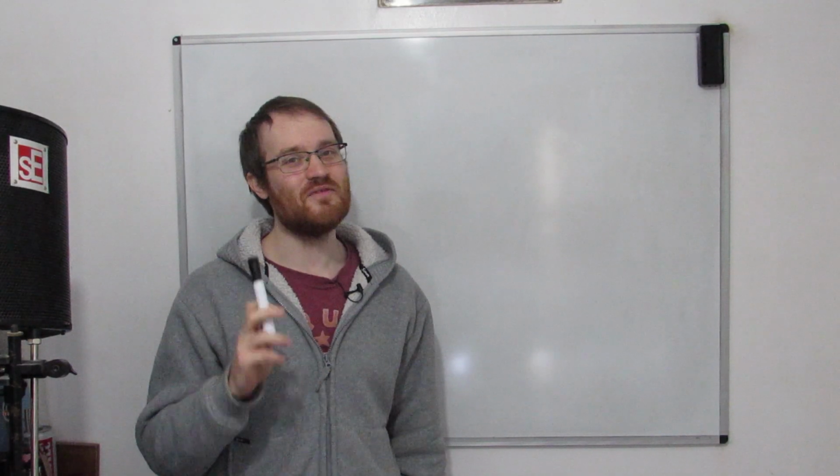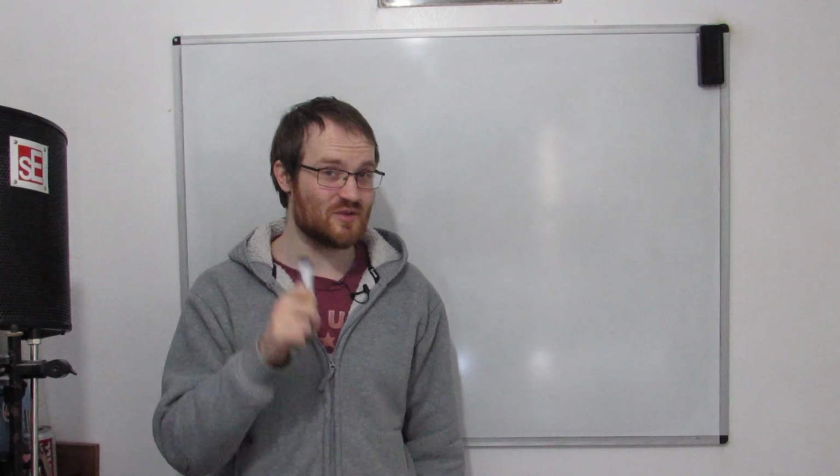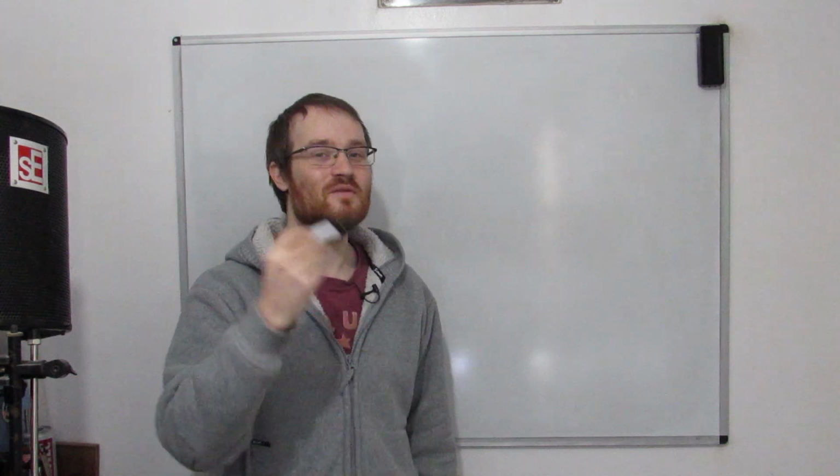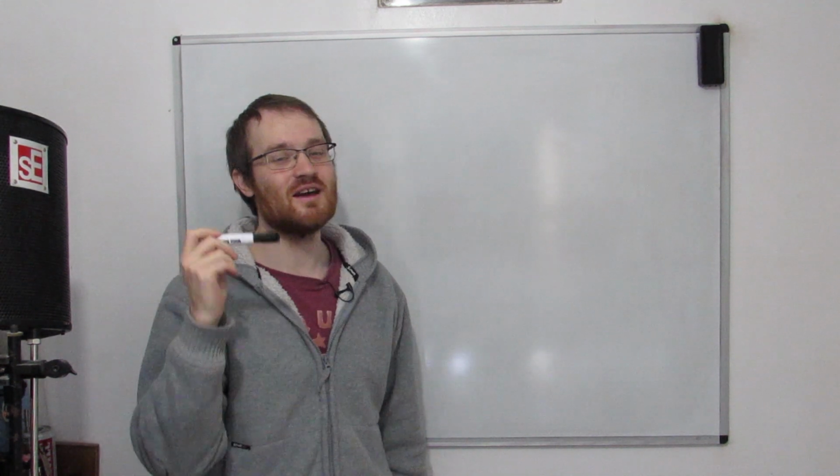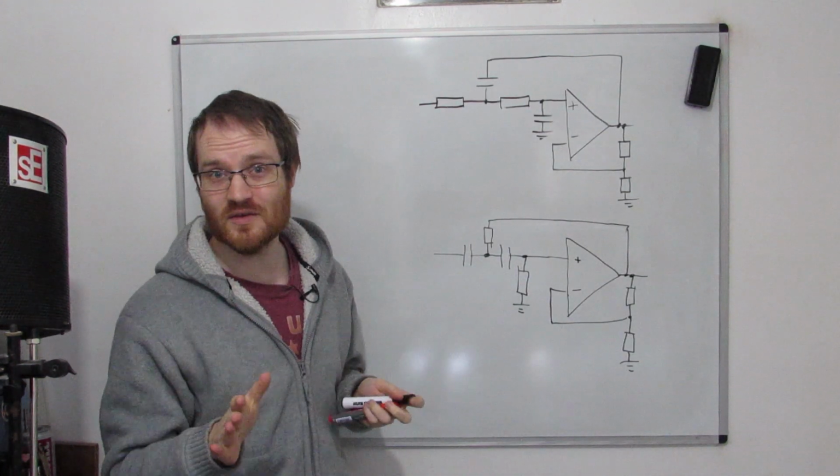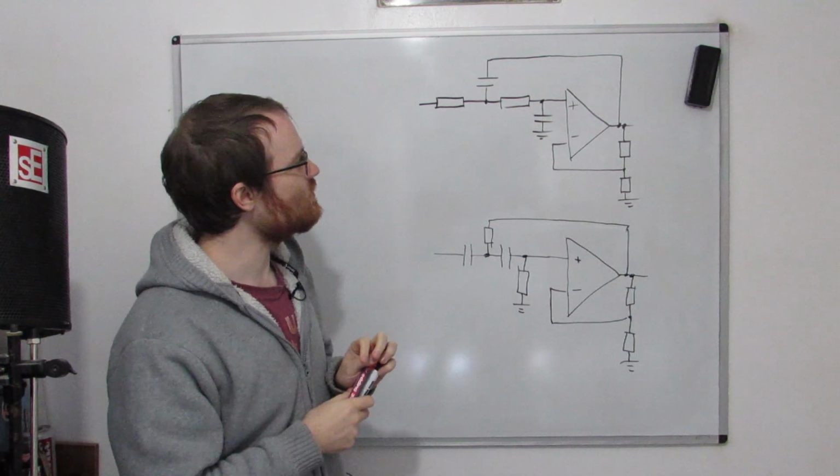Okay, so we've been looking at a lot of filters, and what we're going to do today is build a special type of filter that we're going to put in the feedback loop of an op amp, and it's going to sound like a drum. We've looked at a couple of filters in previous videos, but we've never seen anything quite like this.